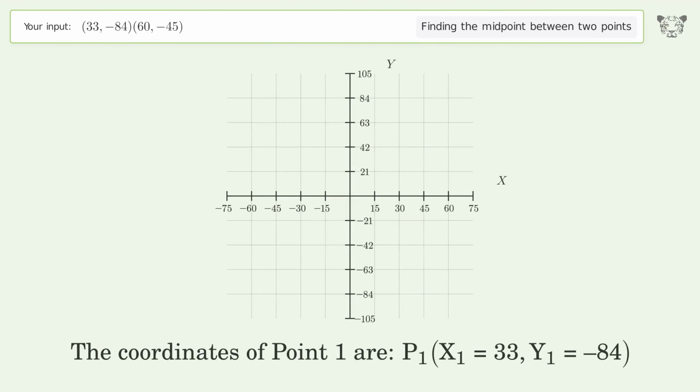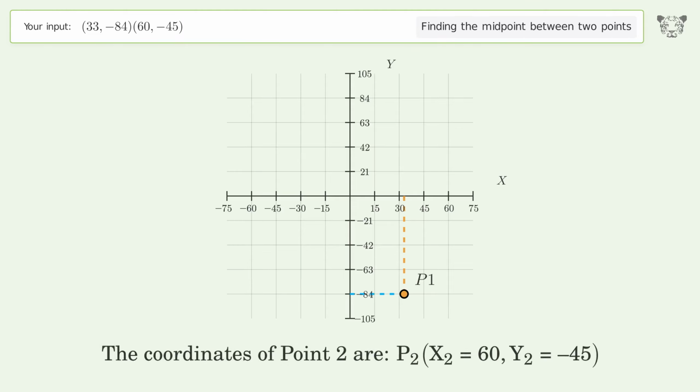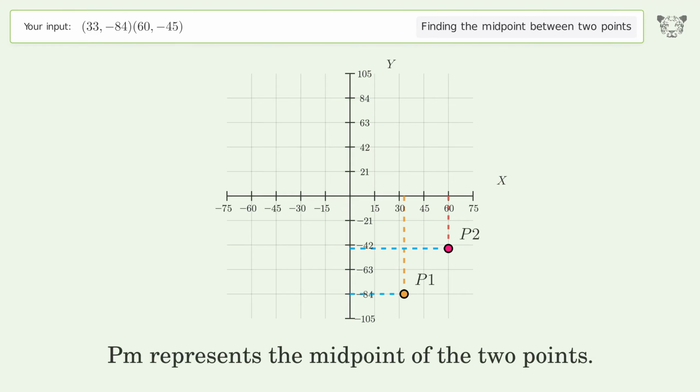The coordinates of point 1 are x1 equals 33, y1 equals negative 84. The coordinates of point 2 are x2 equals 60, y2 equals negative 45. PM represents the midpoint of the 2 points.